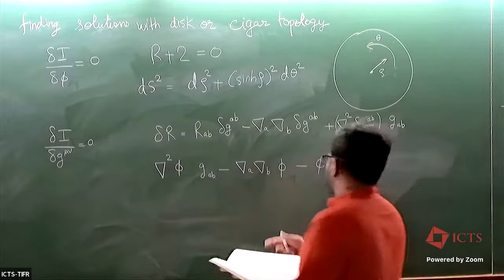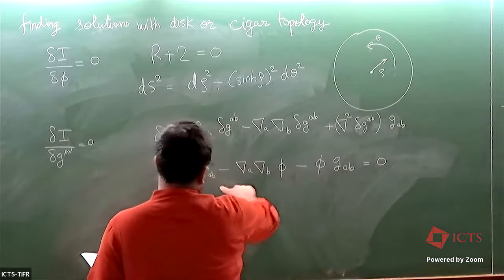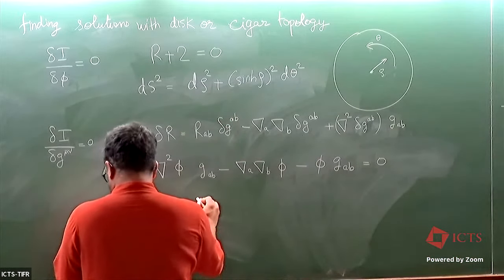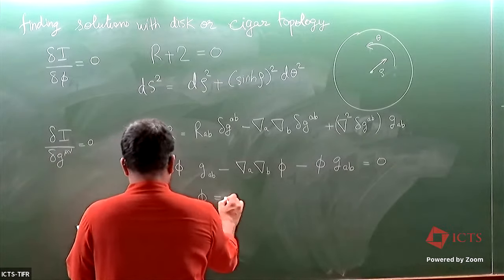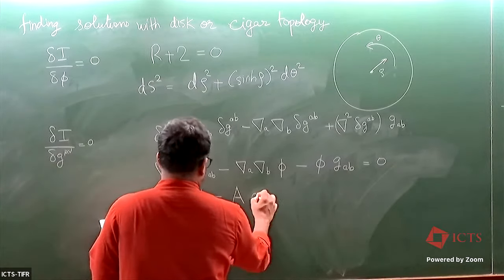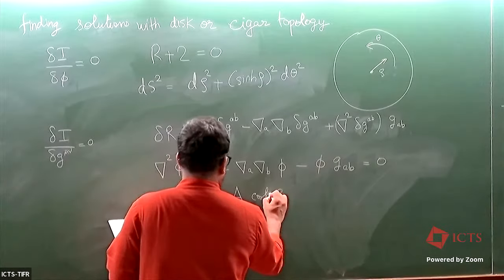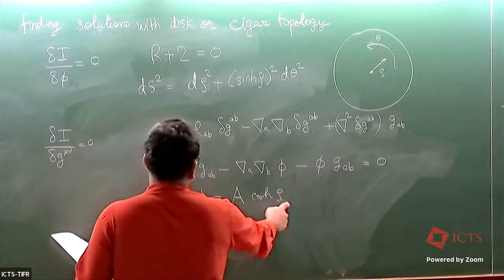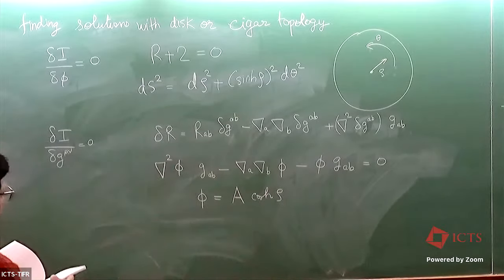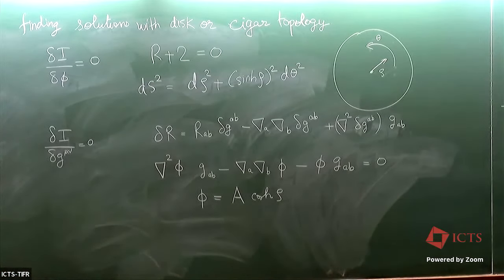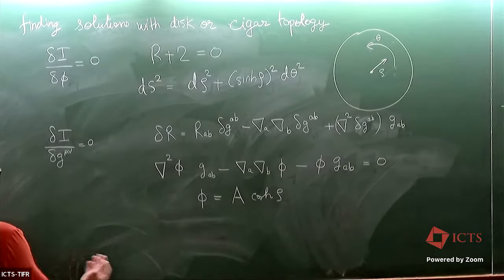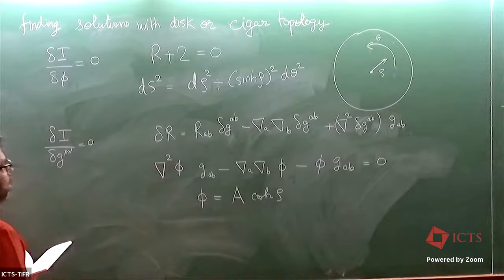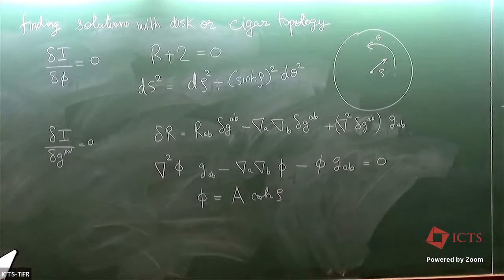And you can check that if you plug this metric into here, one possible solution is just phi equals A times cosh rho. So we had a sinh here, there's a cosh here. But I was too quick. I have not told you yet what the boundary conditions are. So, this A is some arbitrary constant right now, so we need to fix some boundary conditions.